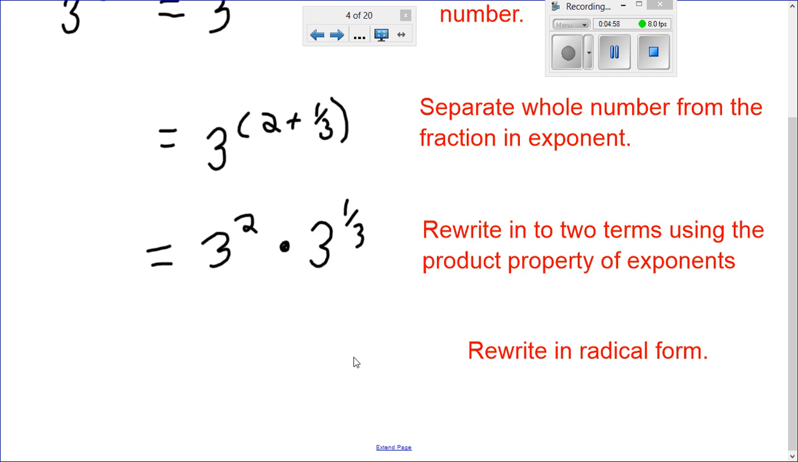Okay, 3 squared we know is 9. And remember, the denominator is the index, so this is the cube root of 3. We have now simplified our expression to 9 square roots of 3. Okay, let's move on to the next one.